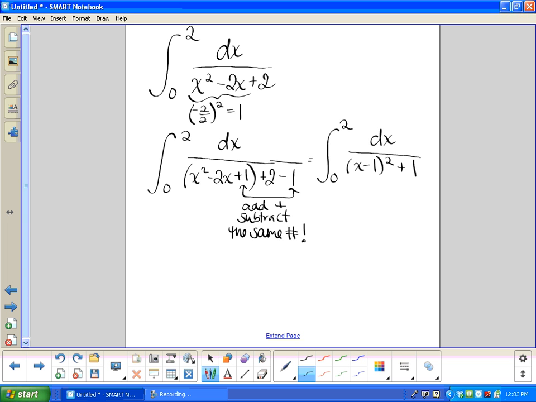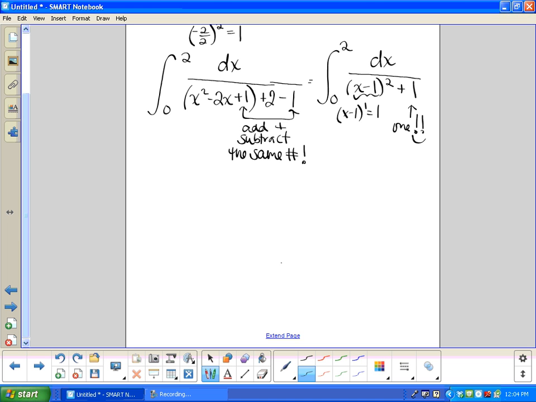Now this is cool because this is 1, so we don't have to do anything. And the derivative of this is 1 also, so we don't even have to use a u sub. We're just going to do the arctangent of x minus 1 from 0 to 2. So let's do that. So we have arctangent of x minus 1. Don't do plus c, right, because it's definite. From 0 to 2. So arctangent of 2 minus 1 is arctangent of 1, which is pi over 4.